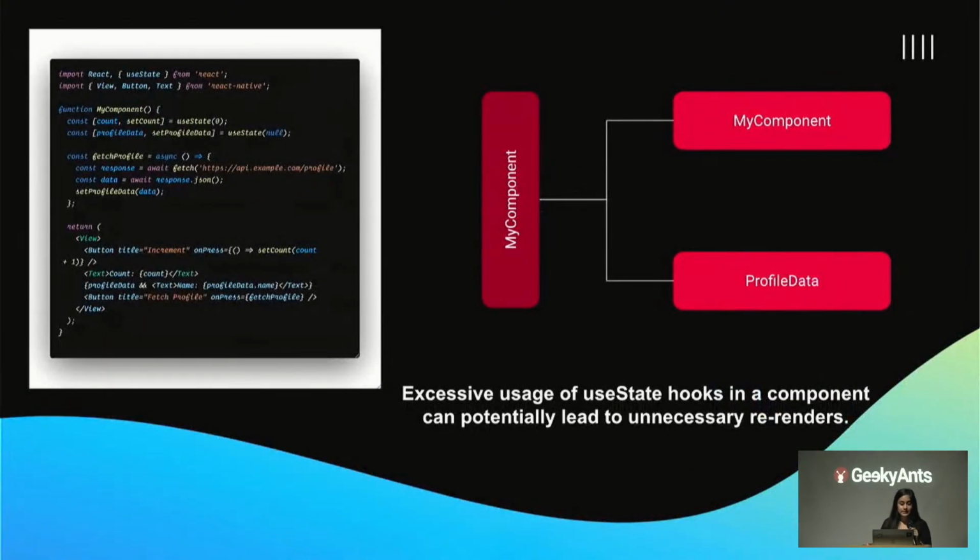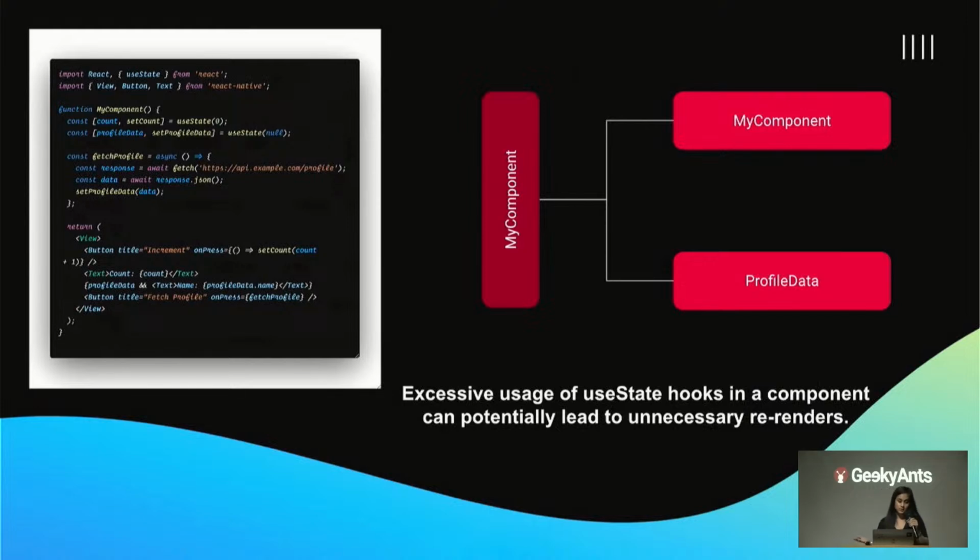Here we can see an example of the same, wherein we have account and profile data. We are trying to get the data of the profile using an API. That's a simple thing over here. In the return statement, we're using the count, we're displaying the count, we're showing the profile data. There's nothing wrong with that.